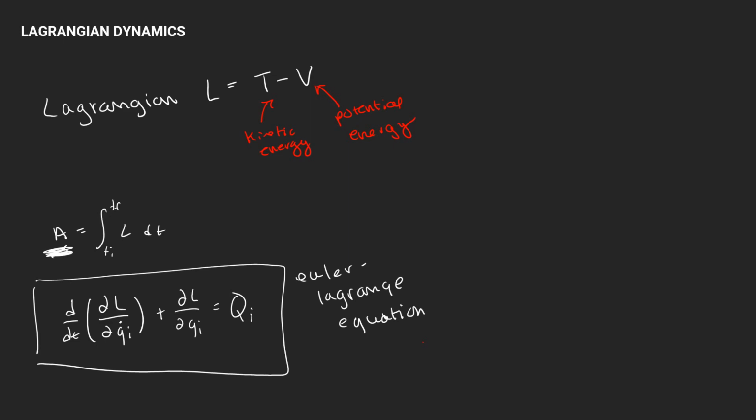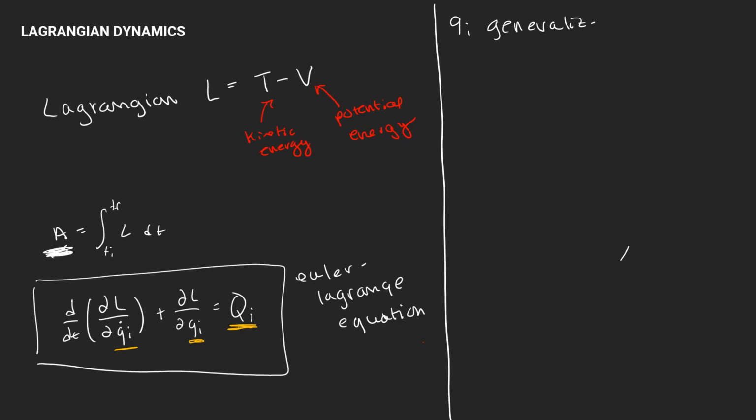So before we can actually use this equation in practice, we need to define a few things. Specifically, what is this lowercase q sub i and what's this uppercase Q sub i? So the lowercase q indicates our generalized coordinates of our system.